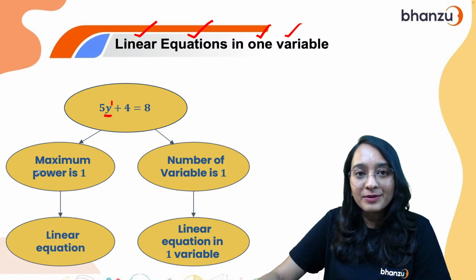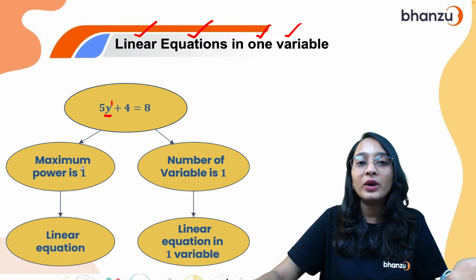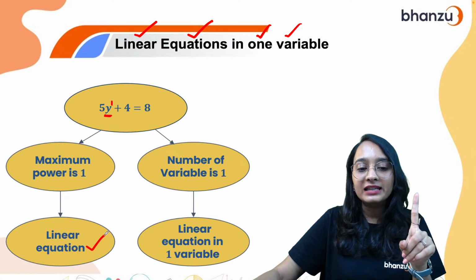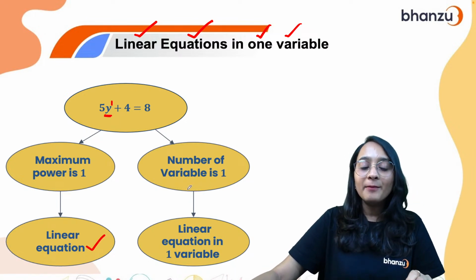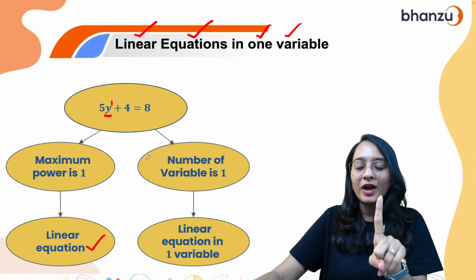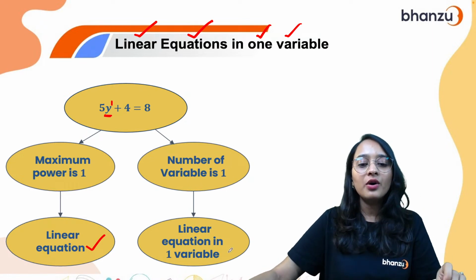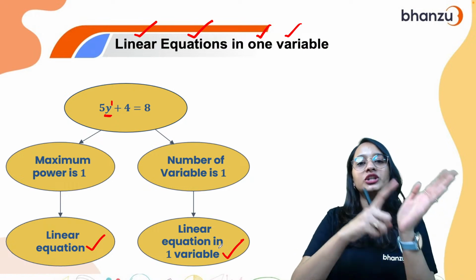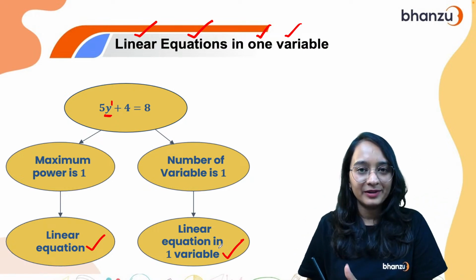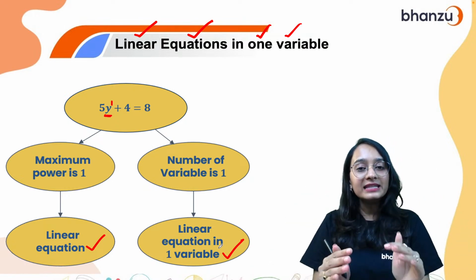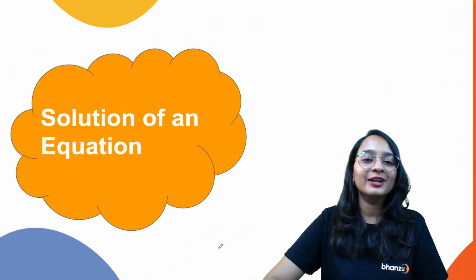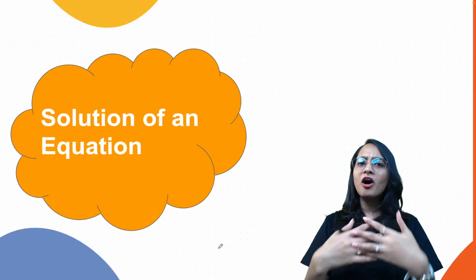So it's a linear equation in one variable. The maximum power, the highest power of the variable is 1. So it's a linear equation, and the number of variables is also 1. We only have one y as the variable. So, it is a linear equation in one variable. Alright, so this is the definition of the entire chapter. Now, we have formed an equation.